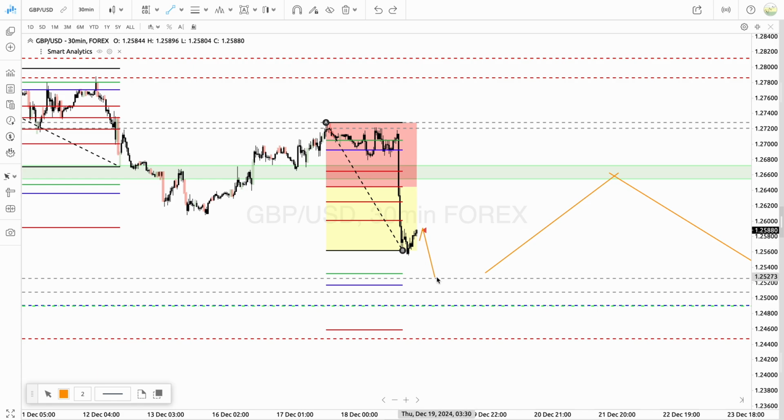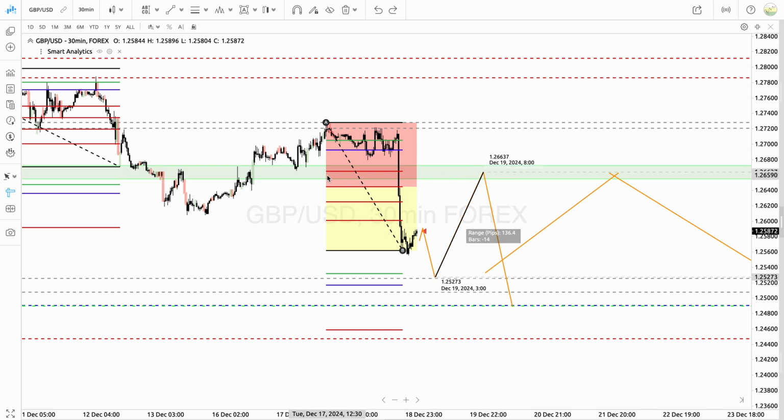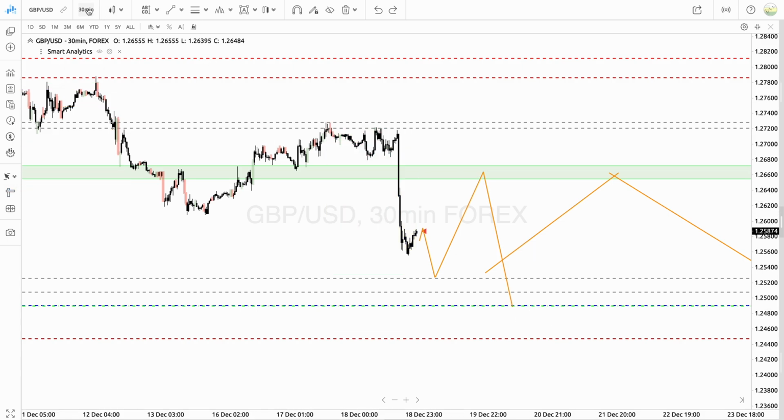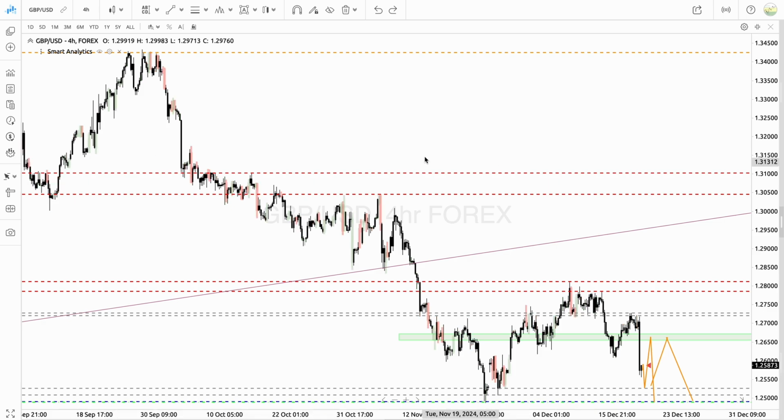But if it doesn't, then we could see price push up and form a level of support, come back to at least the 38.2. Looking at structure, I would not be surprised if we went up to 126 and then finish out the play for the move to the downside. So to the upside, we could see at least 136 pips. And then to the downside, for that shorter leg, we could see 175 pips.